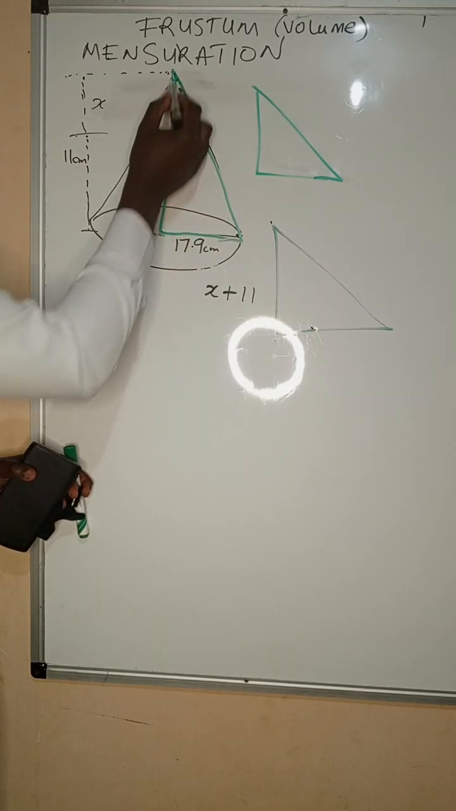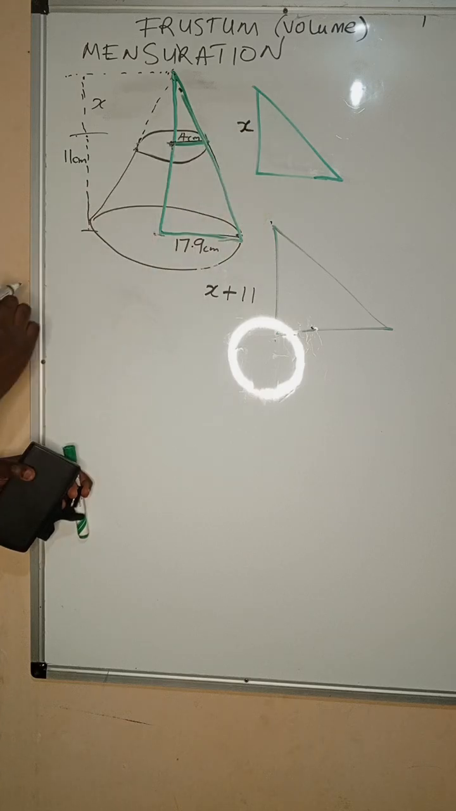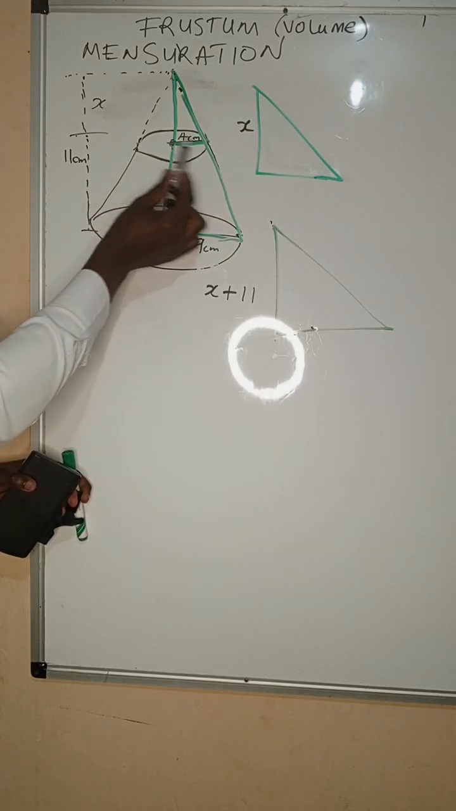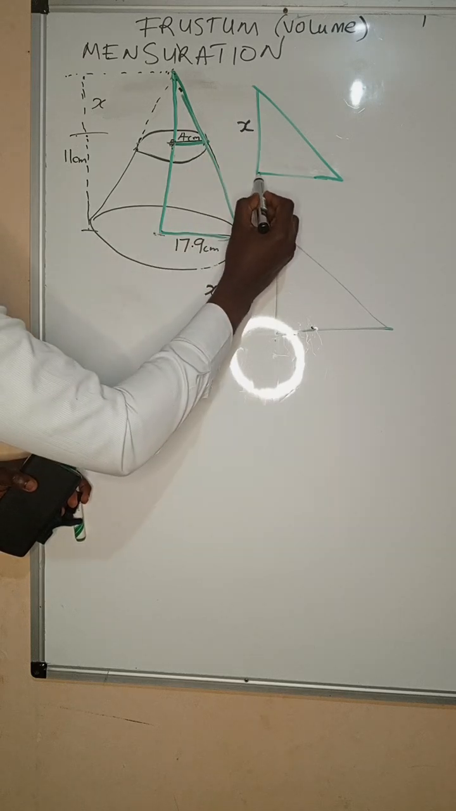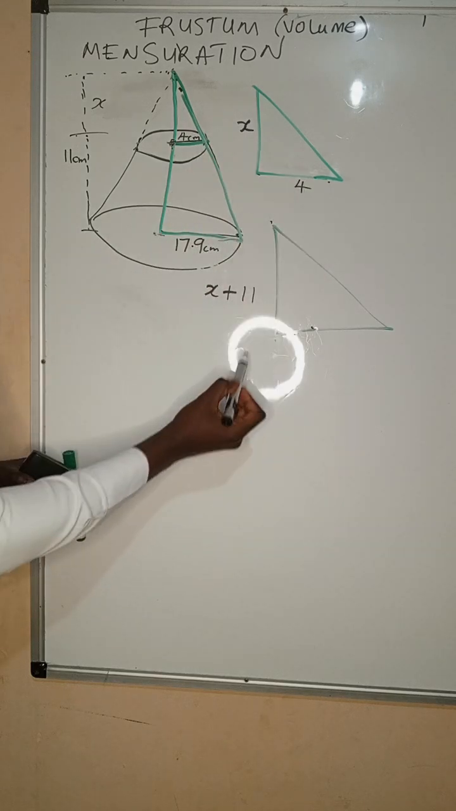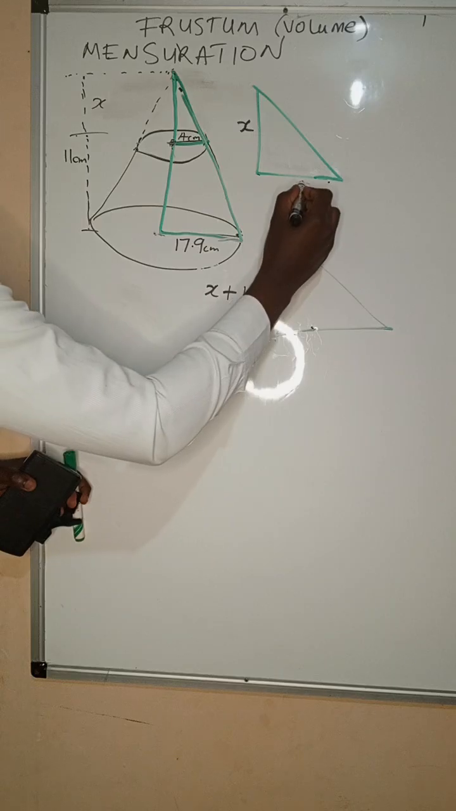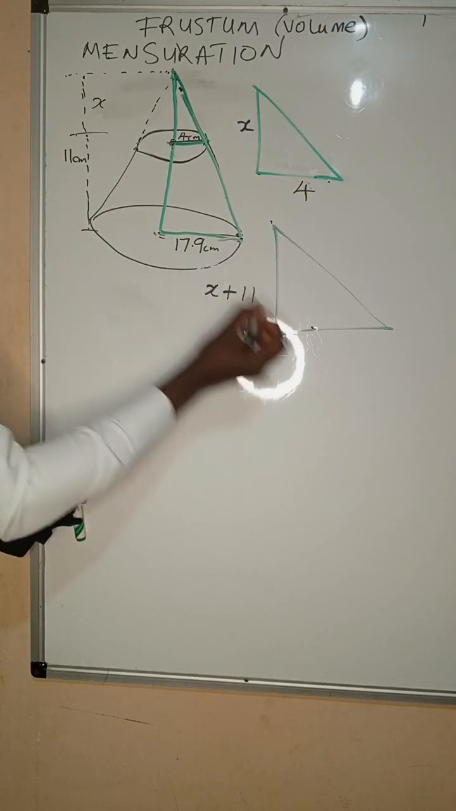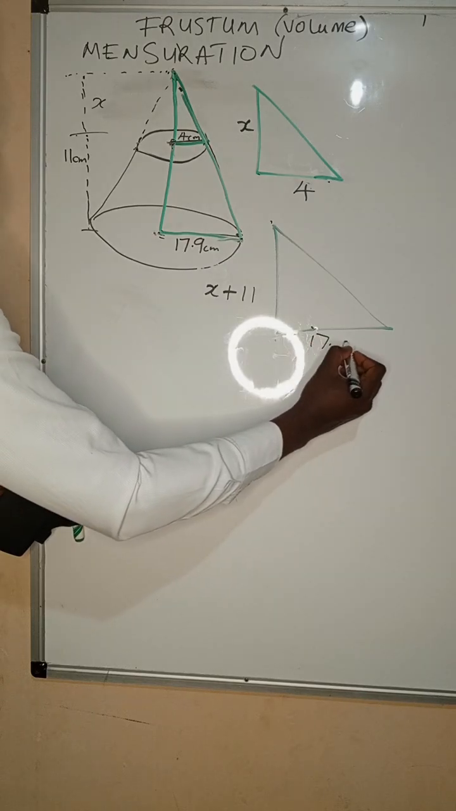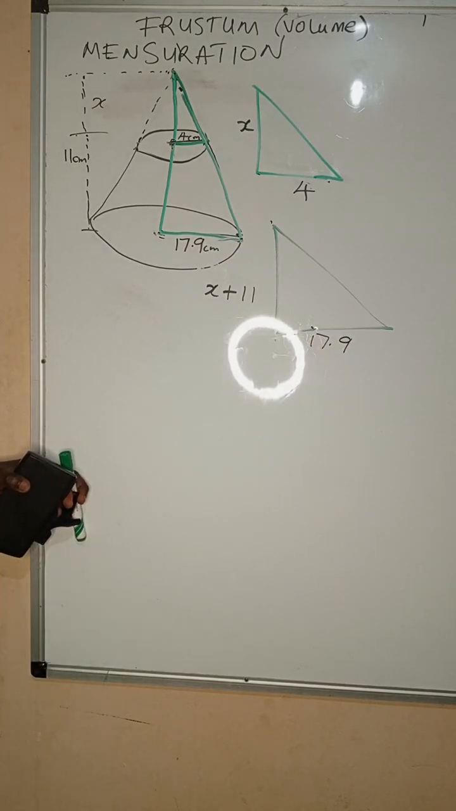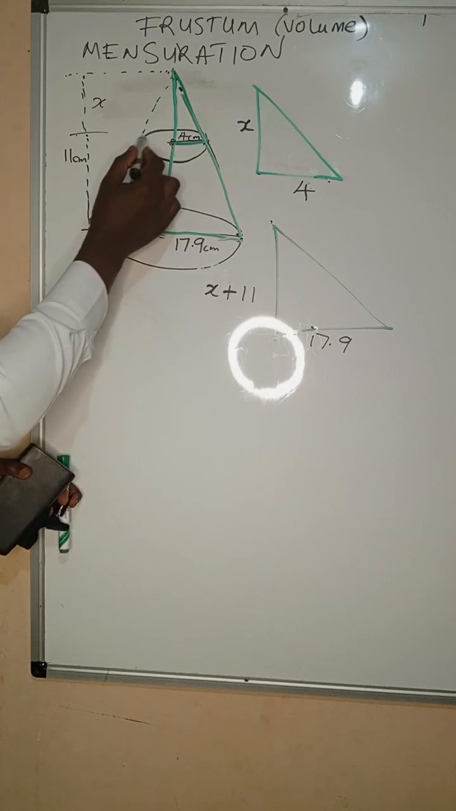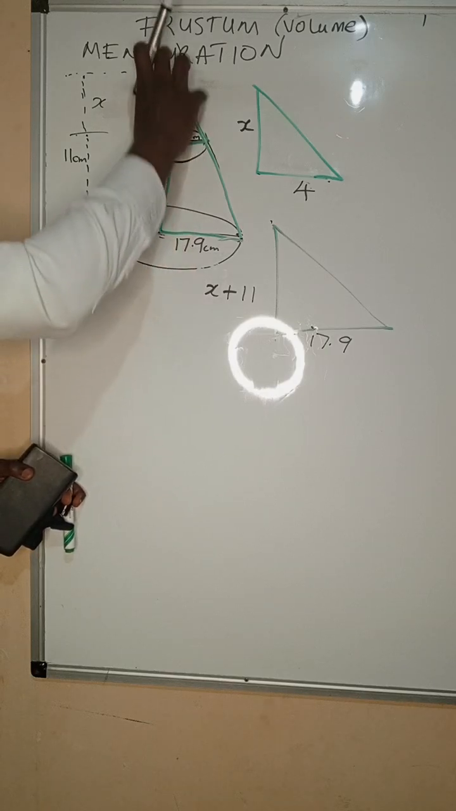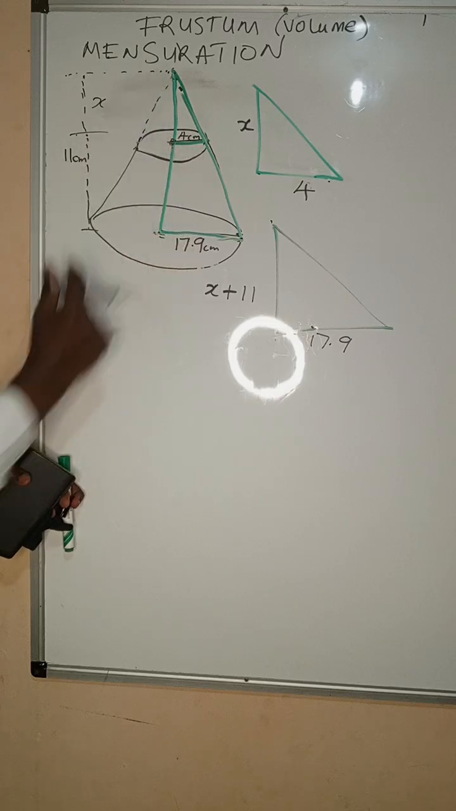So what about this triangle? What is the height from here to here? The height is x. What about from here to here? Can you see this? From here to here, the radius is 4. So the radius from here to here is what? 4. The radius of the larger triangle is 17.9. After you have those, you can now find the volume of this frustum, this thing that has been cut from the entire cone.